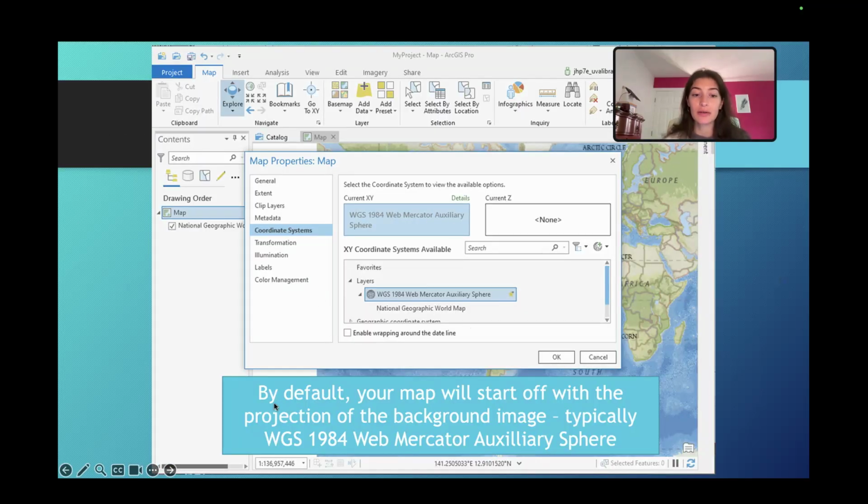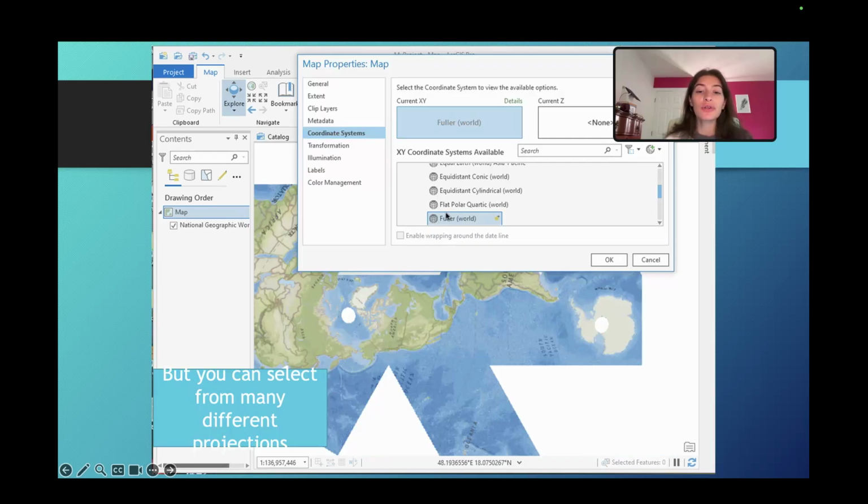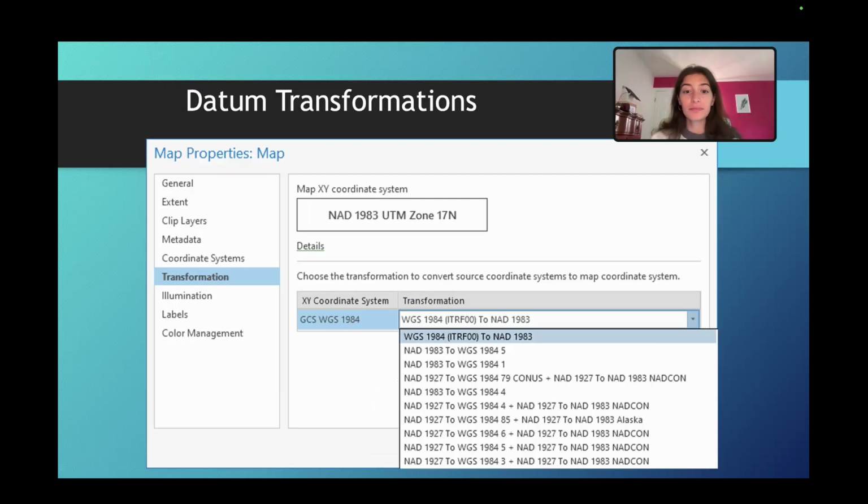So over here, you'll see, by default, your map starts off with the WGS 1984 Web Mercator Auxiliary Sphere. This is the first layer that you end up with over here. However, you don't have to stay with that one. Again, if I'm looking at Barrow, Alaska specifically, this projection is probably not going to preserve much for me. I'm probably not too interested in using WGS 1984, or even a fuller world projection. May not be helpful for me.